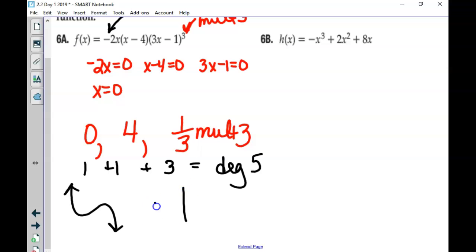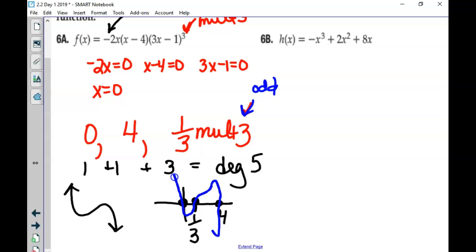Okay, this one crosses at 0, it crosses at 4, and at 1/3. It's going to come from the top. Are any of those going to be bounces, guys? This odd multiplicity still means it crosses, right? So it would cross here and actually do a little loop-de-loop, and then it would come over here and cross here.